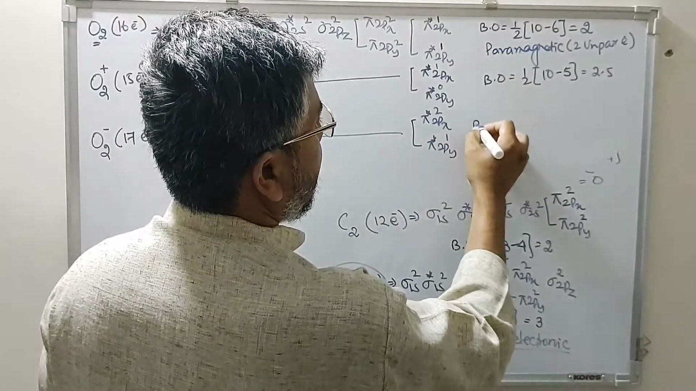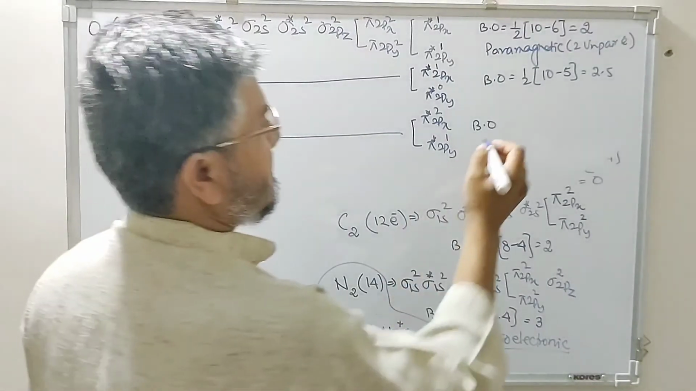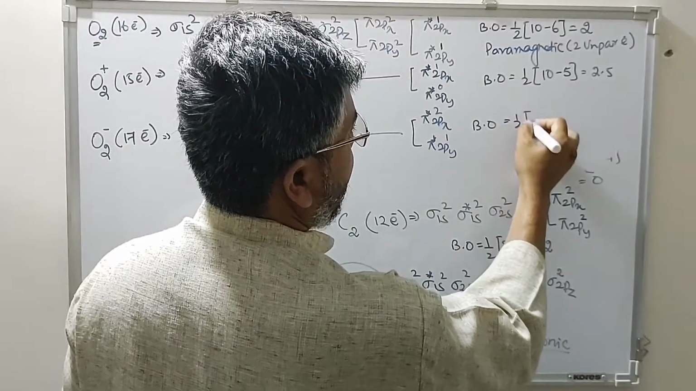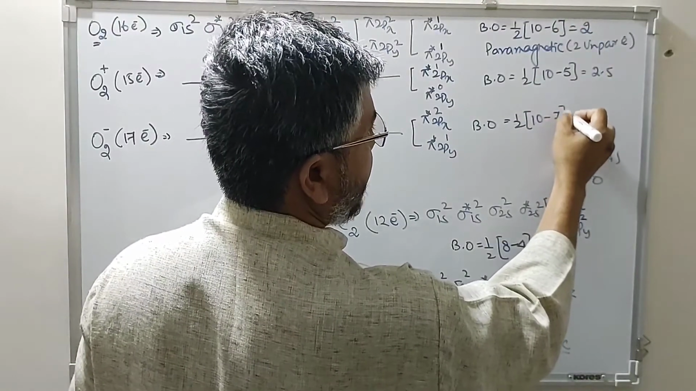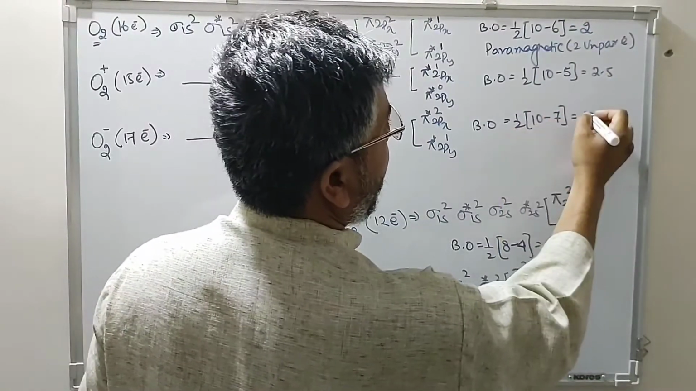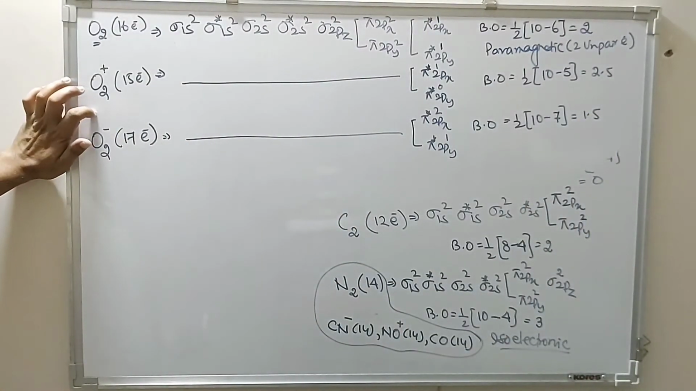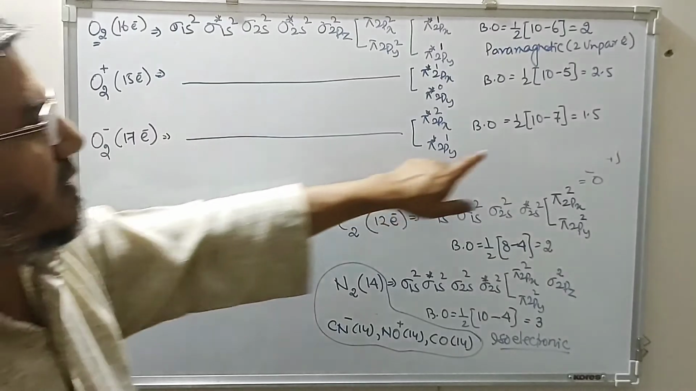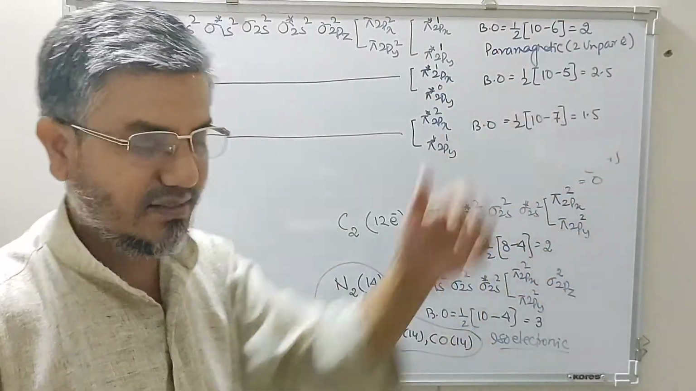Now adding an electron in anti-bonding, bond order will decrease. So half of 10 minus 7, that is 3 by 2, 1.5. Look at this. When we add electrons in an anti-bonding molecular orbital, bond order decreases and stability is again decreased.